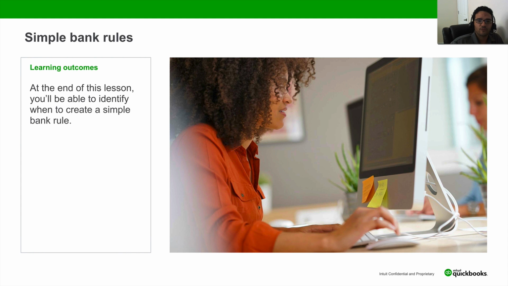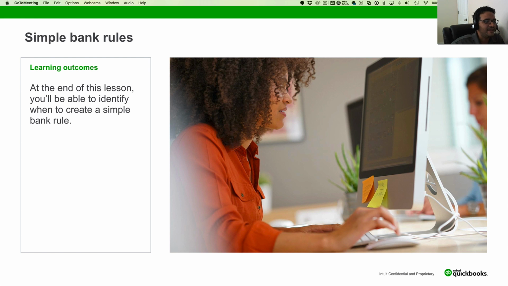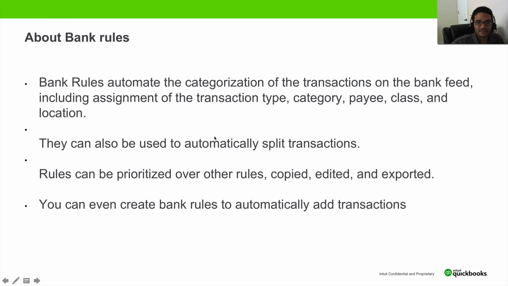Now let's talk about bank rules. Think of bank rules as the artificial intelligence that you're developing for QuickBooks, to take certain hints from the transactions being downloaded, things like the payee name or the memo, and use that information to automatically categorize transactions.